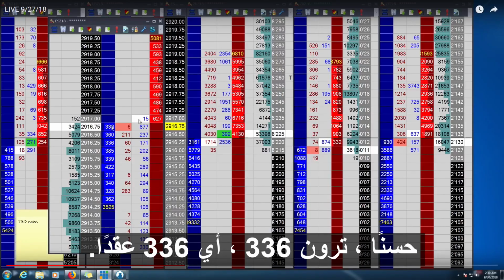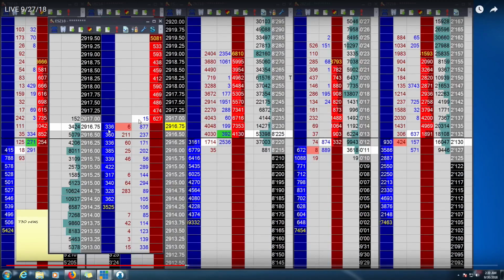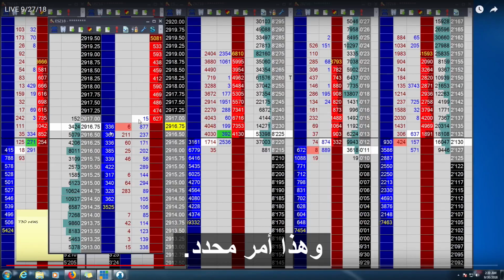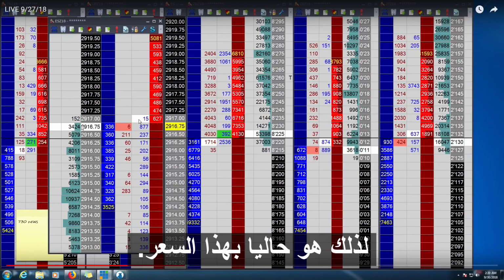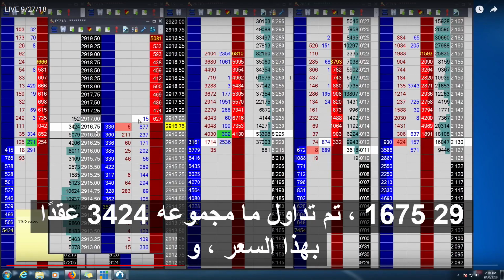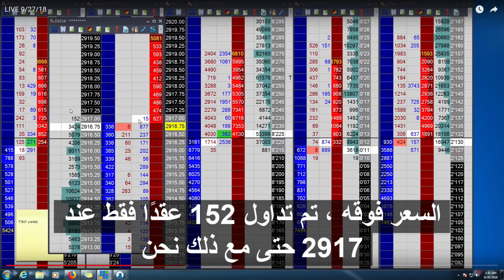Let's focus on the blue column here. So you see 336. That is 336 contracts, and that is a limit order. There's 336 on the bid at $29.1675. So it is currently at this price. A total of 3,424 contracts have traded at this price. The price above it, only 152 contracts have traded at $29.17 even.